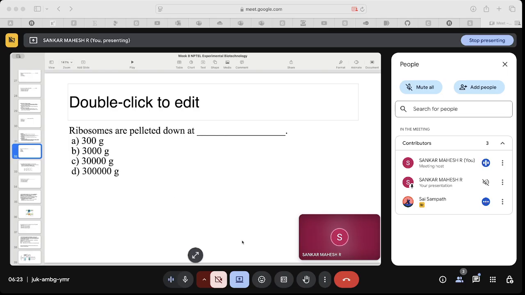Are these organelles? No, sir. They are not organelles. Ribosome is not an organelle.